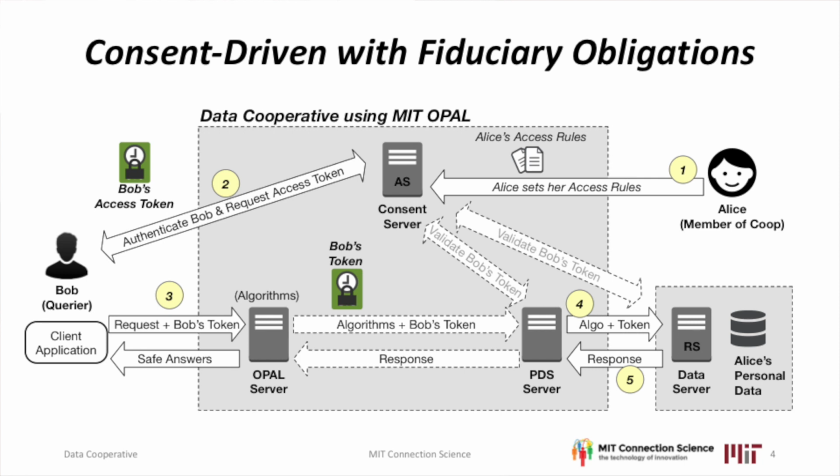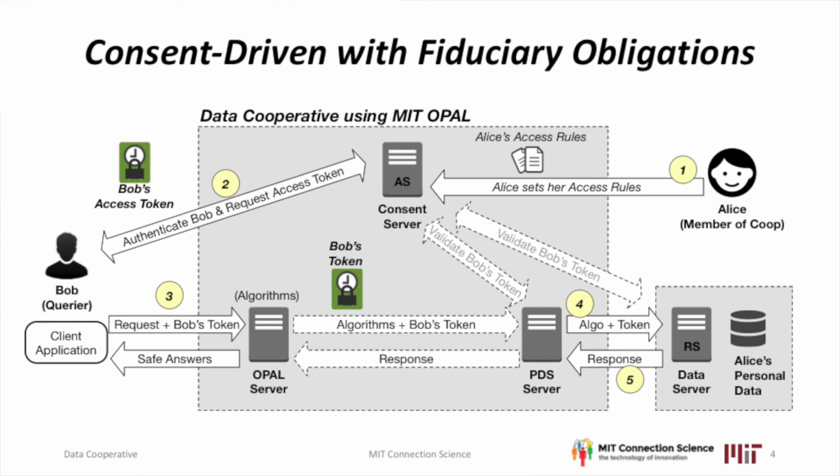So Alice, step number one, Alice, who's the member, needs to go in and set her policies. So I only want my GPS data to participate in any Opal algorithm execution. I don't want my health data involved. So things like that, very granular, because the ordinary user really is limited in the understanding of the types of data. Then Bob comes along.